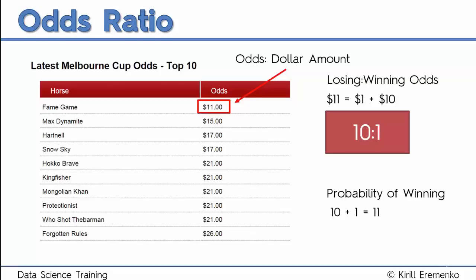Well, it's pretty simple. You just need to add the two numbers. 10 plus 1 is 11. As we said, out of 11 races, the horse will probably win 1 time. So you take 1 divided by 11, which gives you 0.09. So there's a 9% chance of this horse winning.